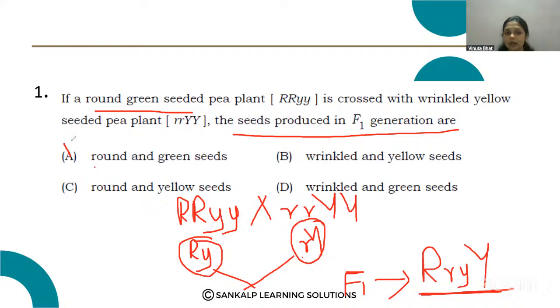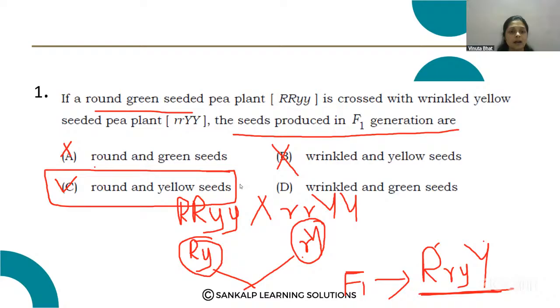No, round and green seeds means only small y should be there. Wrinkled and yellow seeds, wrinkled means only small r should be there, but it has capital R, so this is also wrong. Round yellow has capital R and capital Y. So option C is the correct answer. So what is the correct answer for this? Option C. This question was asked in a question paper. Okay.